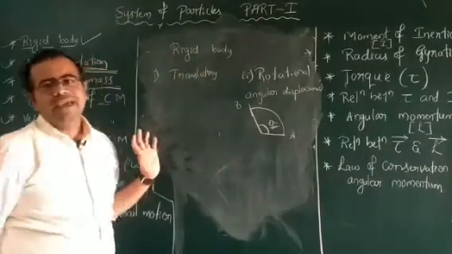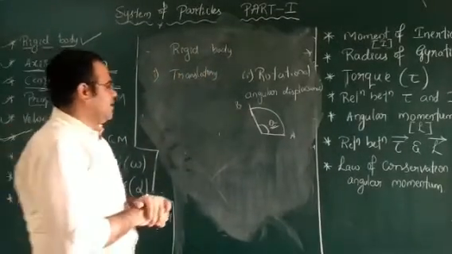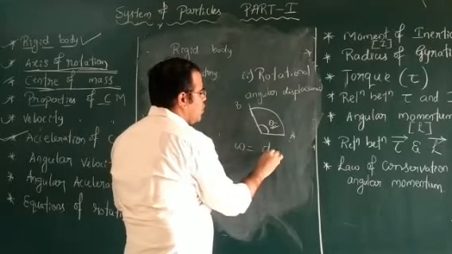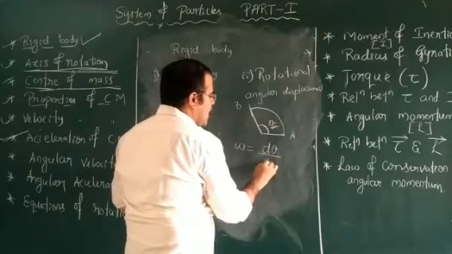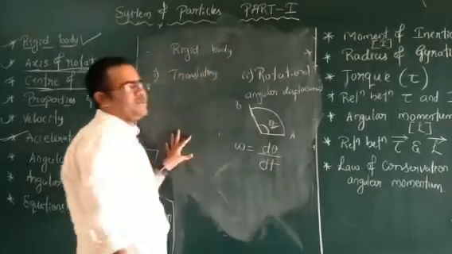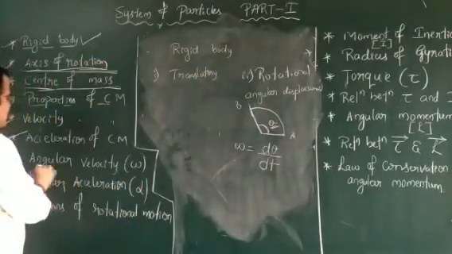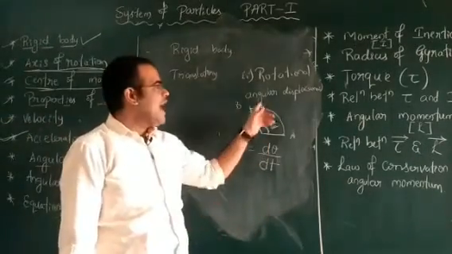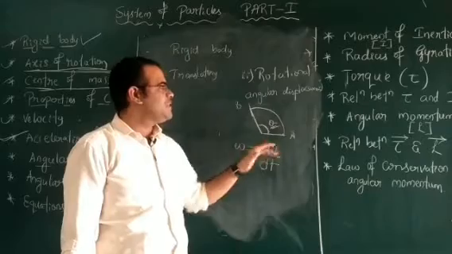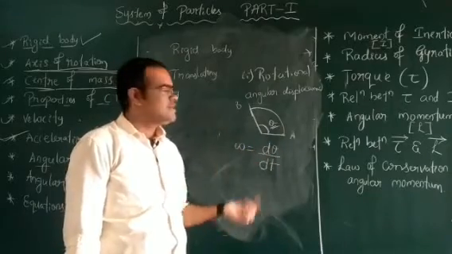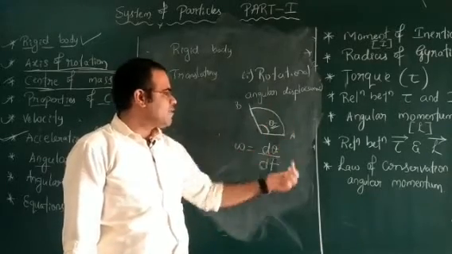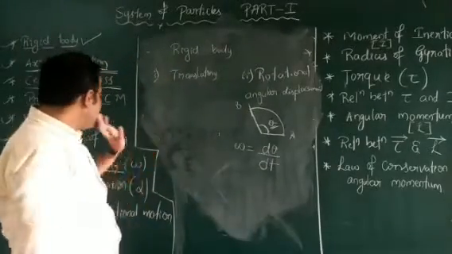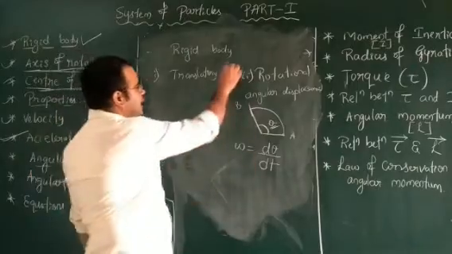We define this as angular displacement. Now, the rate of change of angular displacement with respect to time, that only we consider as angular velocity. So the rate of change of angular displacement, or else the change of angular displacement with respect to a certain amount of time, that we consider as angular velocity. So this is about the angular velocity.